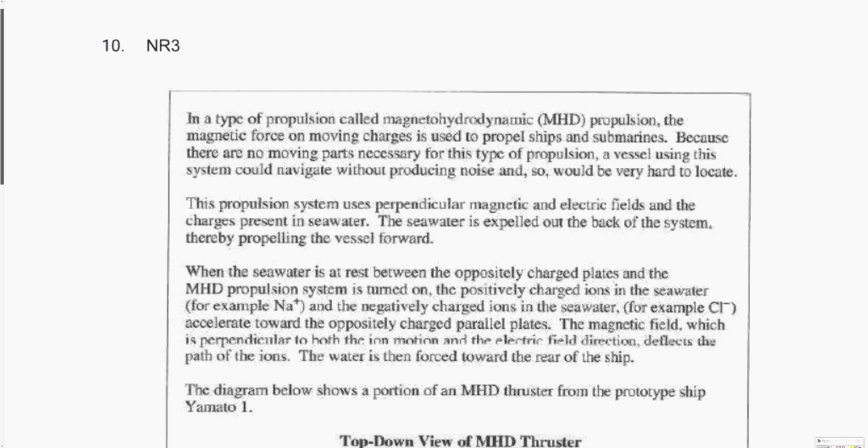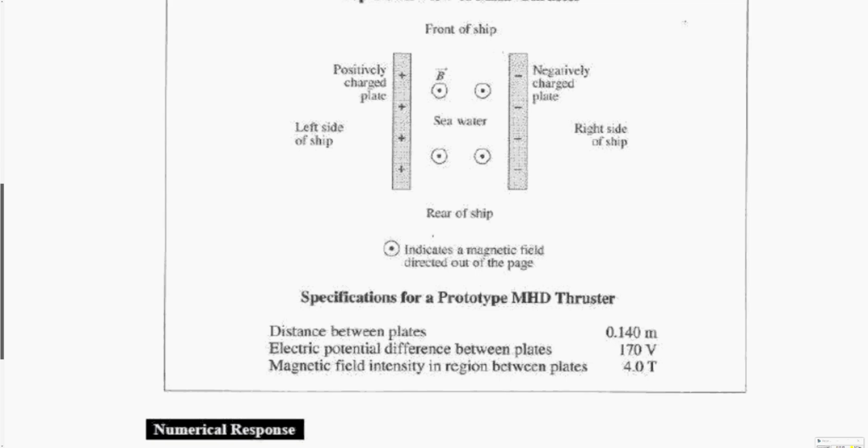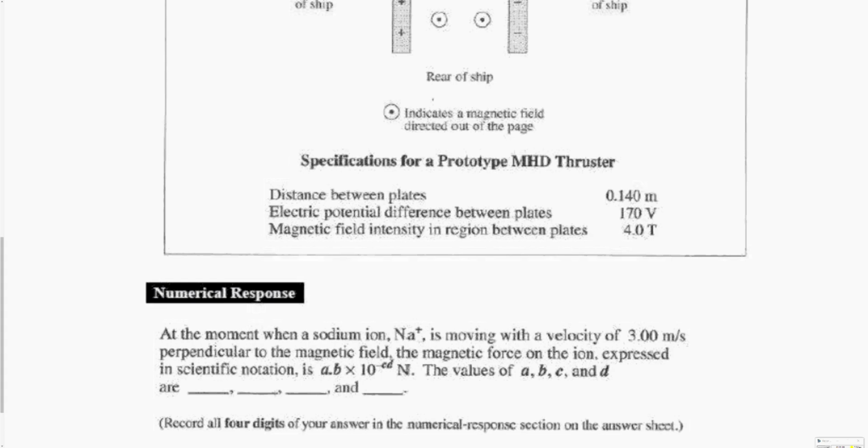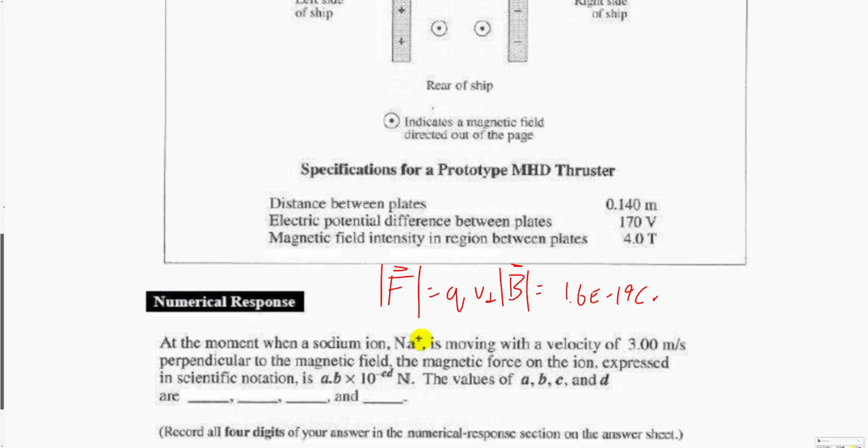Thought it was over. Thought it was done with this one. What are we looking for here now? Oh, we're looking for the force on the sodium ion. Force on sodium is just QVB. Don't make this one harder than it has to be. Sodium is +1, so that's 1 elementary charge. And the speed, I don't know what the speed is. Go find it.